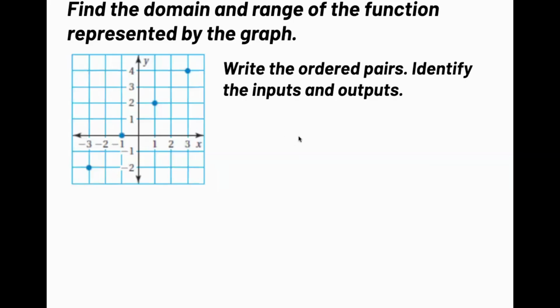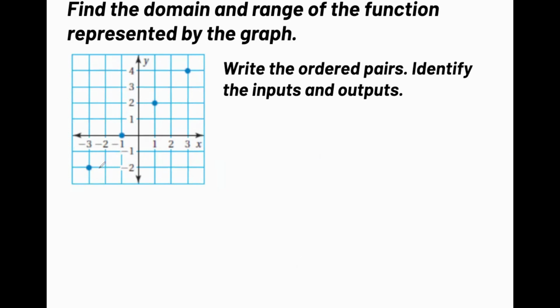For our first example, we're going to find the domain and range of the function represented by the graph. Looking at our graph, we see we have 4 different ordered pairs. Remember that our domain is represented by our x values, and our range is going to be represented by our y values. So first thing I want to do is write the ordered pairs and identify my x and y values, or my inputs and outputs.